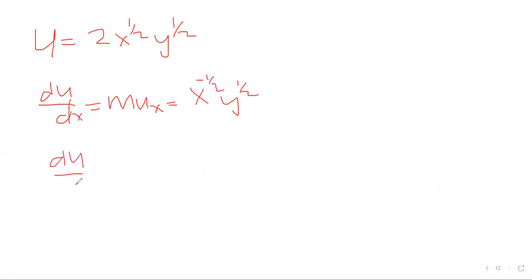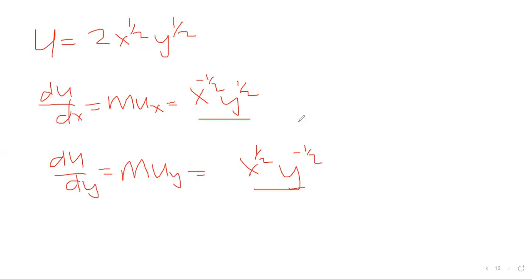Then we differentiate with respect to what? y. This is called the marginal utility of y. Our dummy here is x to the half. So we're going to have 2y to the half. So half times 2 is 1. Half minus 1 is minus half. So this is how it goes.